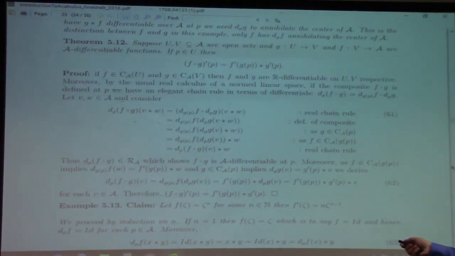So we can pull out an arbitrary W, which shows that the composite is a-differentiable, and this lovely formula for the derivative. The derivative of the composite is the derivative of the outside function evaluated at the inside, algebra multiplied by the inside function. So this is, I mean, you couldn't ask for more. It's just what you want.